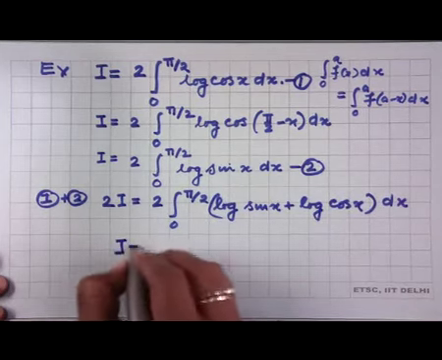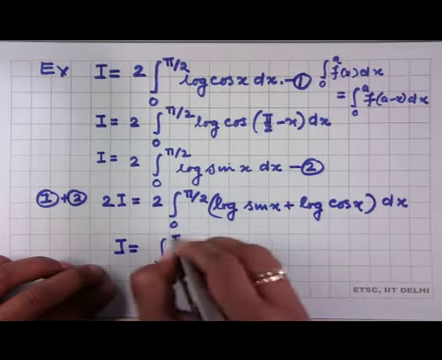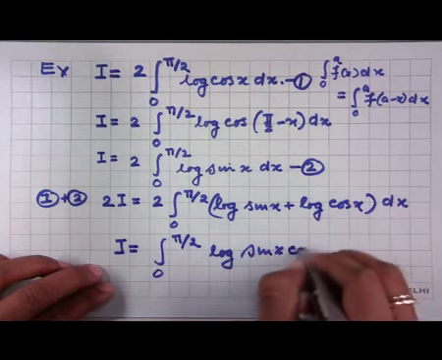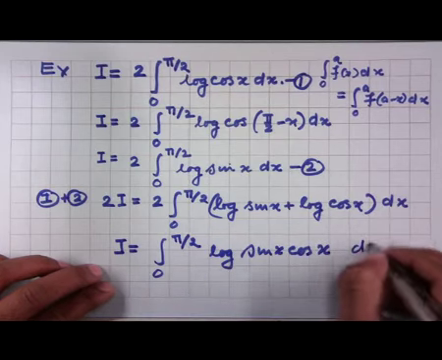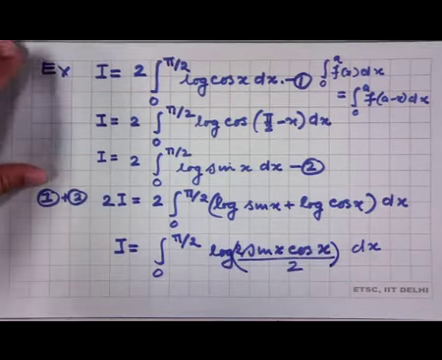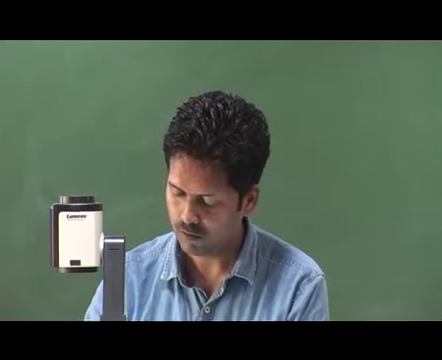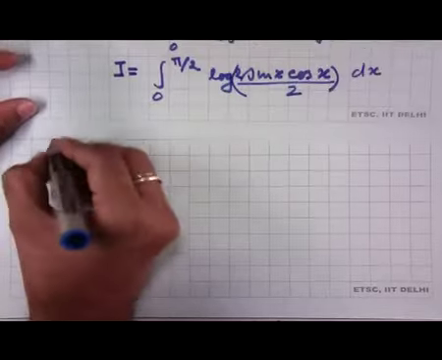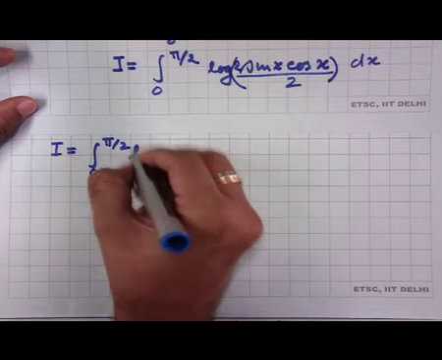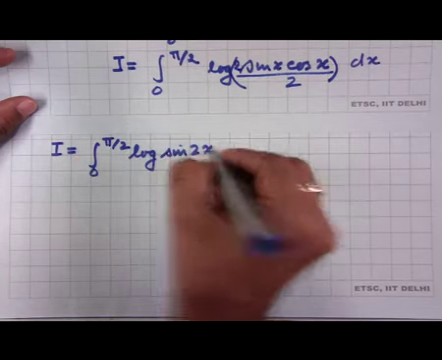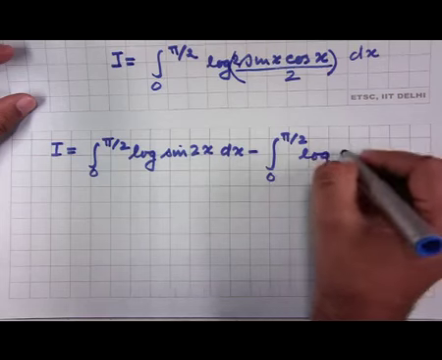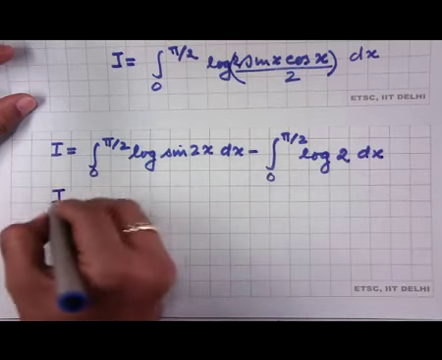So this I is equal to the integral from 0 to pi by 2 of log of sin x cos x dx. If you multiply and divide by 2 here, you get I as the integral from 0 to pi by 2 of log sin 2x dx minus the integral from 0 to pi by 2 of log 2 dx.